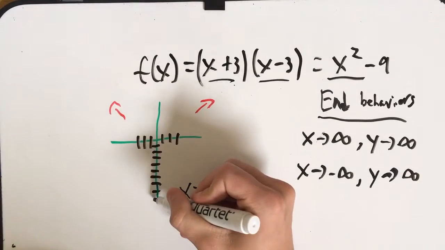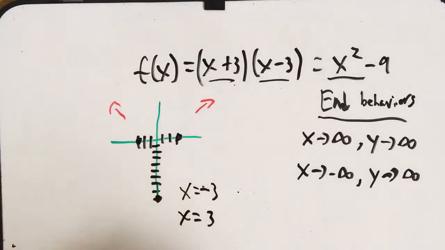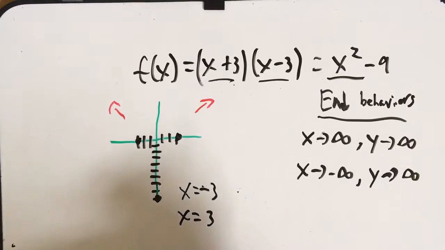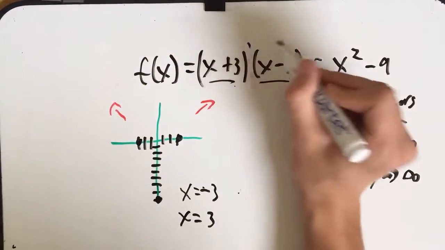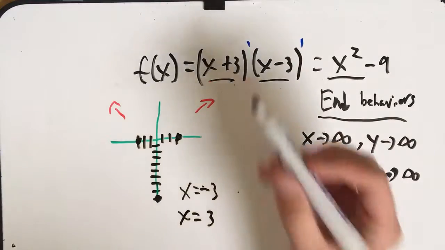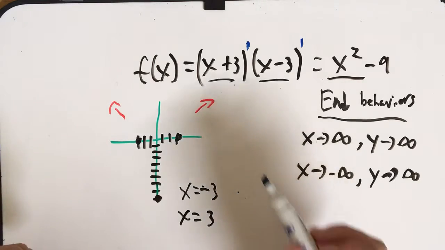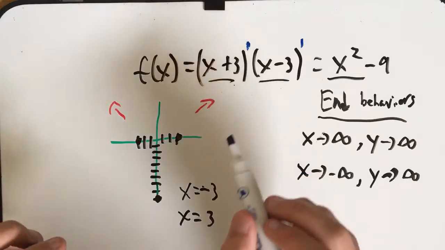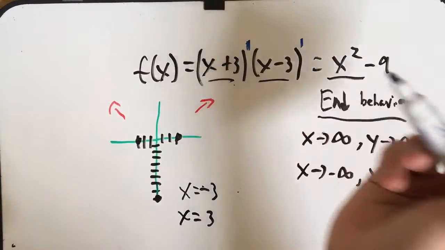So we have a point here, a point here, and a point here, and we want to graph this. Since they're powers of 1 right there, they go through. If they're powers of 2, they bounce. Basically even numbers bounce, odd numbers go right through. And when I say numbers, I mainly mean exponents. So this is a 1 and this is a 1 since nothing was written there.